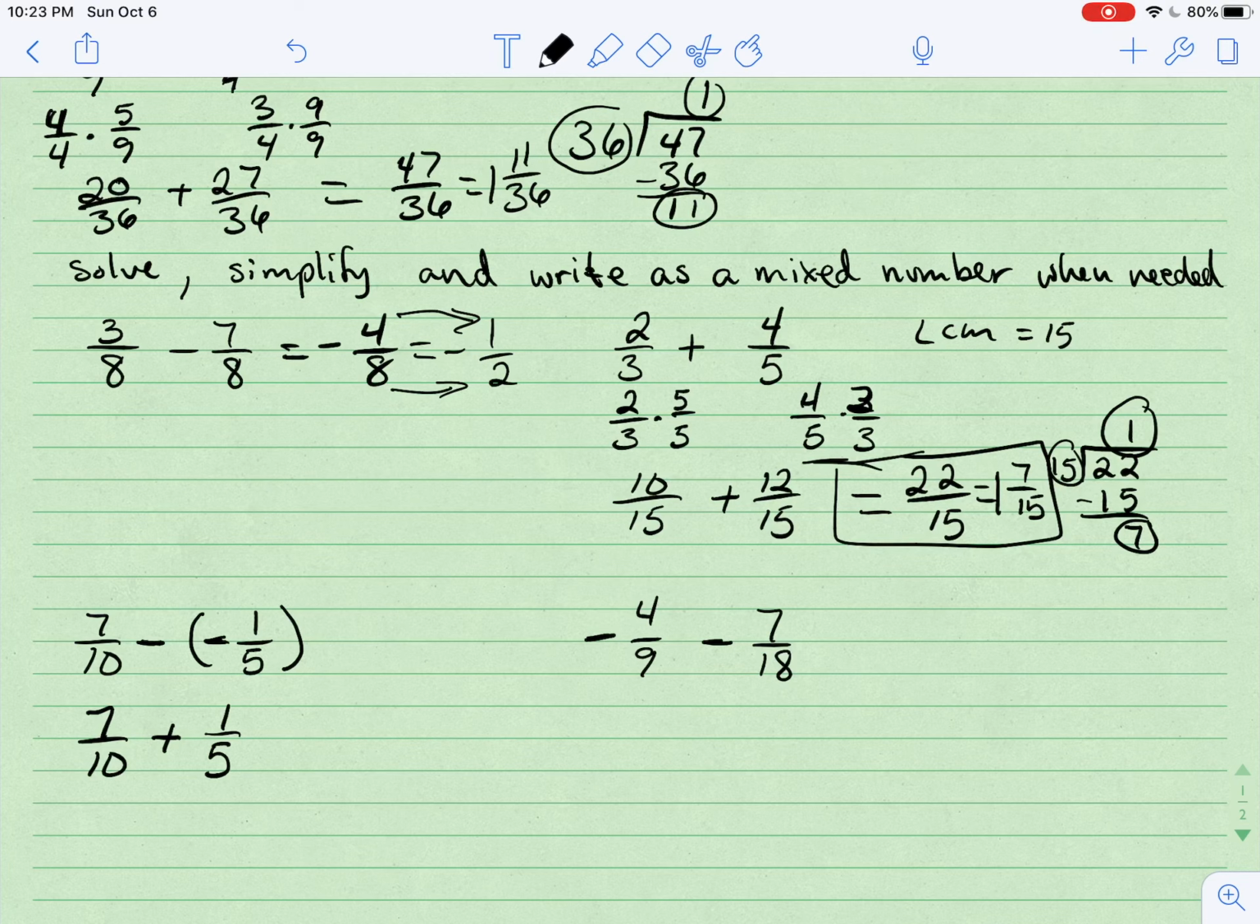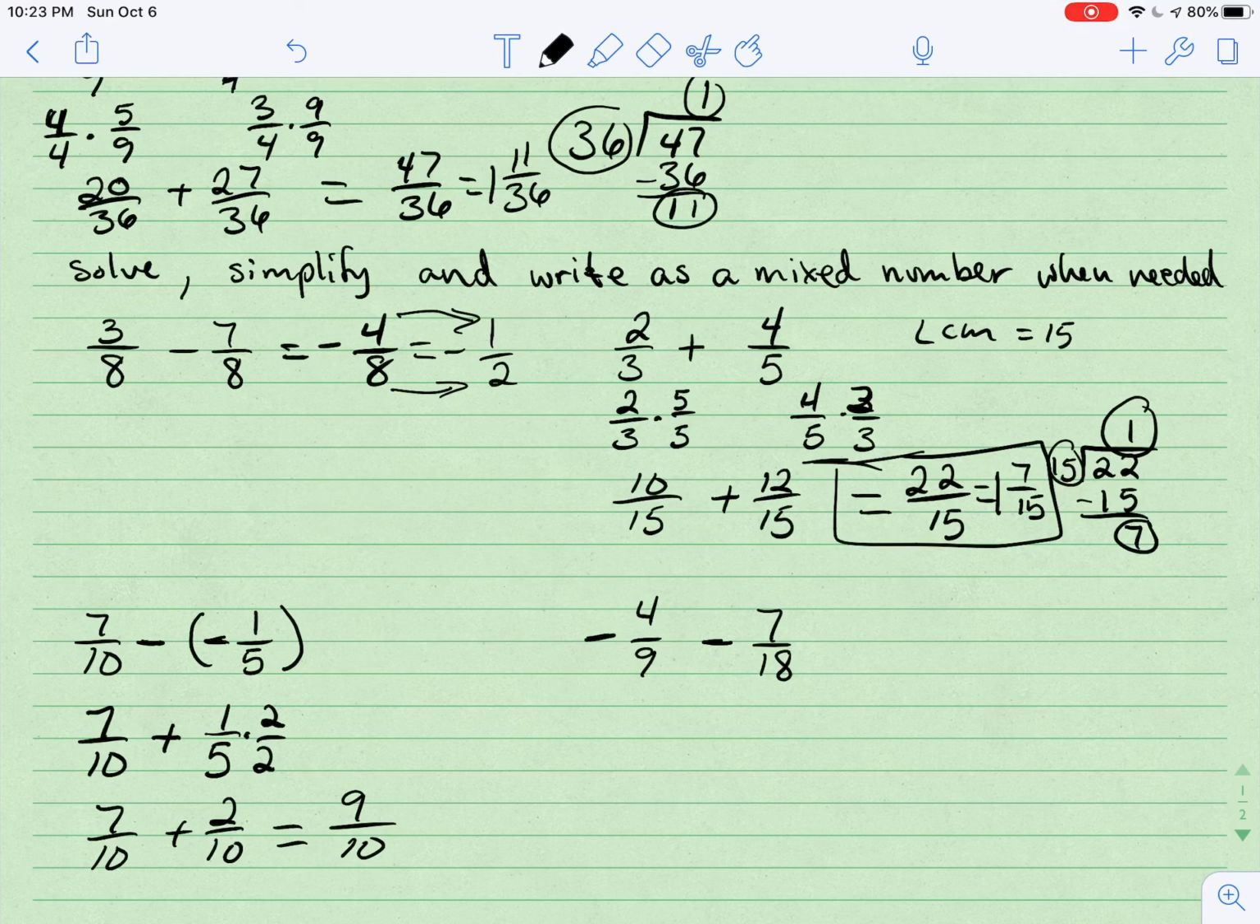Okay, so we need a common denominator. We can see that 5 times 2 gives us 10, so we're just going to multiply our 1/5 by 2 over 2, and that will give us 7/10 plus 2/10, which equals 9/10. We add our numerators to get 9, and then we keep our denominator. So make sure you don't add the denominators as well and say, oh, well, that equals 9/20. That is incorrect.